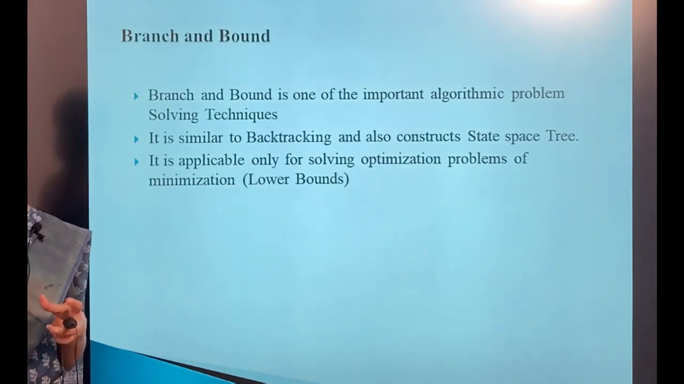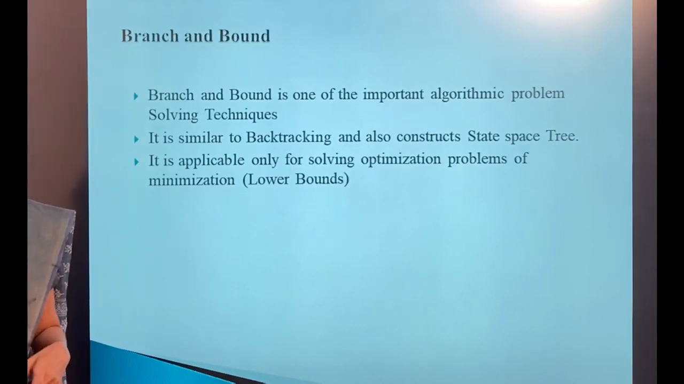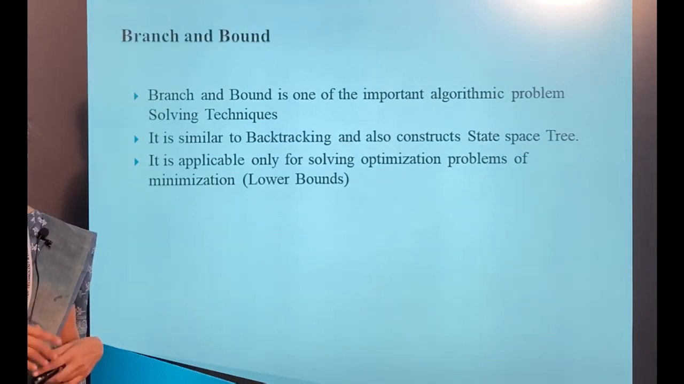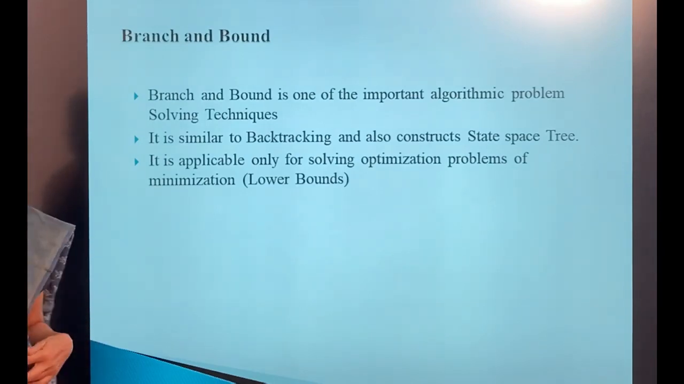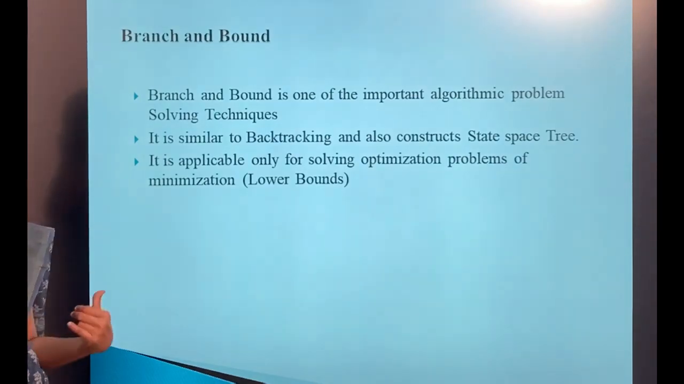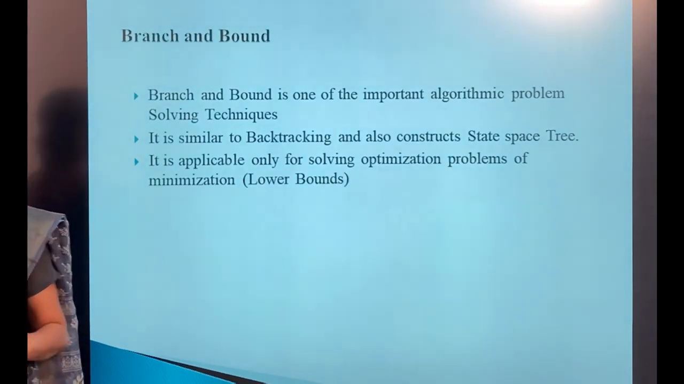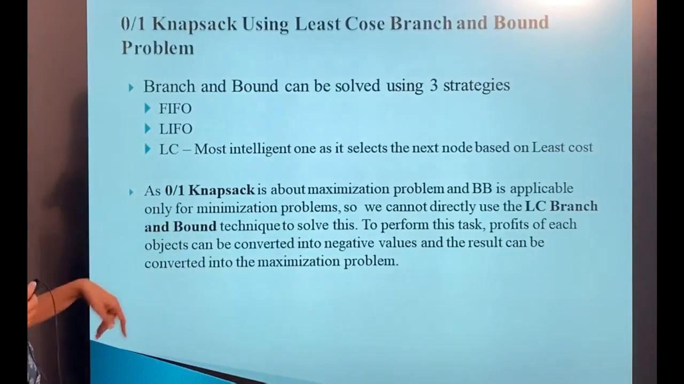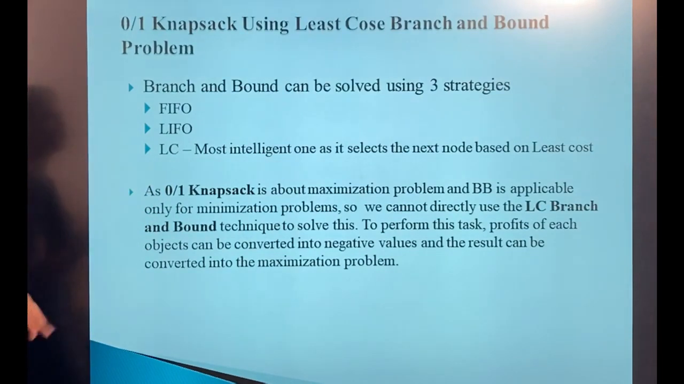Optimization problems can be categorized into two types: maximization problems and minimization problems. Most of the topics, like backtracking, dynamic programming and greedy techniques, are applied for both maximization and minimization problems, but branch and bound is applicable only for the minimization problem. Today we are going to deal with 0/1 knapsack using least cost branch and bound.